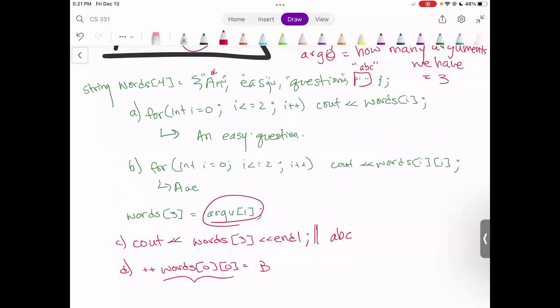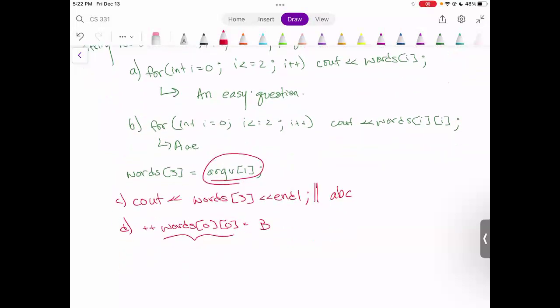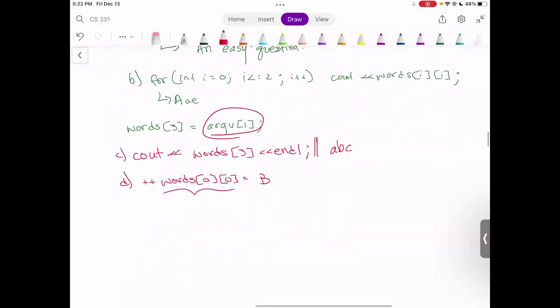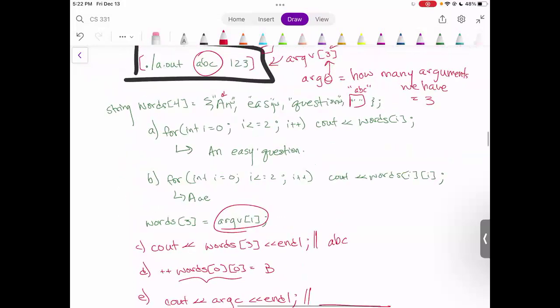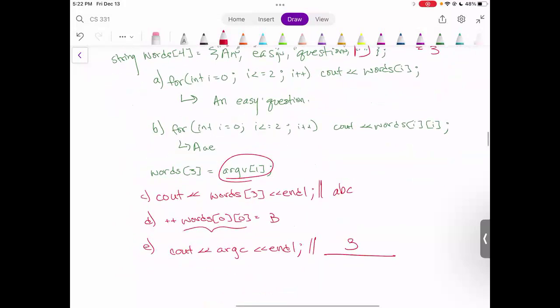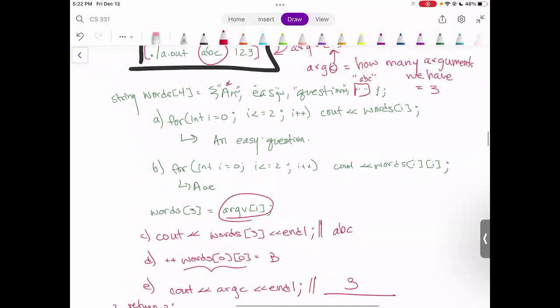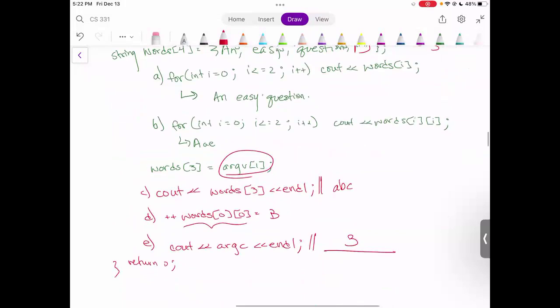And then plus plus means we add 1 to it, so it really becomes B. We can do that with letters, by the way. That's with the ASCII table. And then they say cout argc, and that would just be the number of arguments we have, which we said above was 3. We don't use the index for that because from above you put 0, 1, 2, so we just count the straight number of arguments.